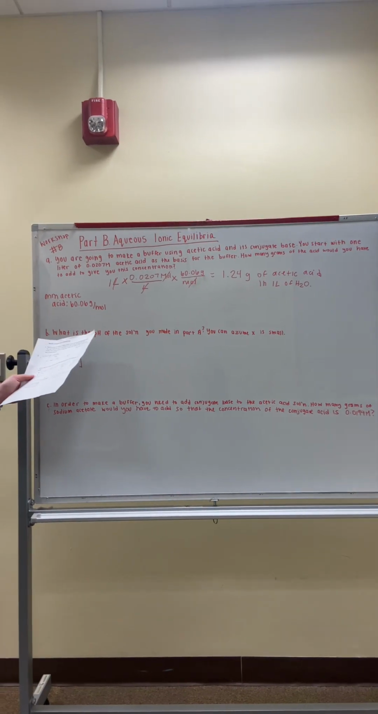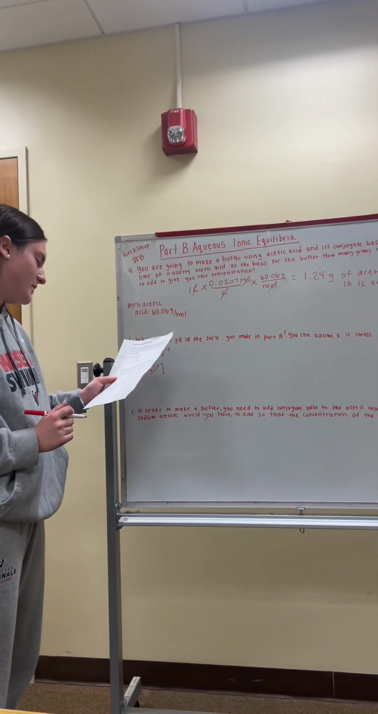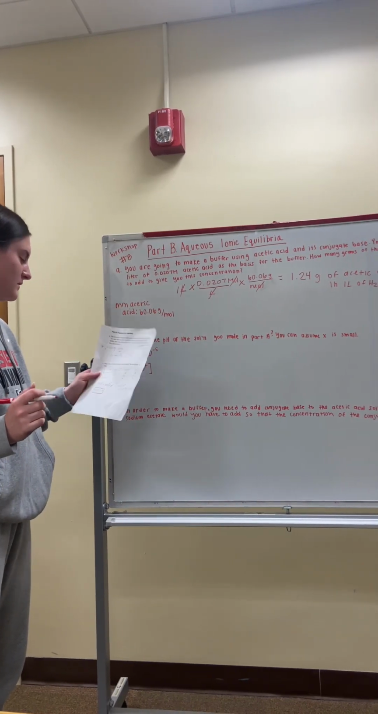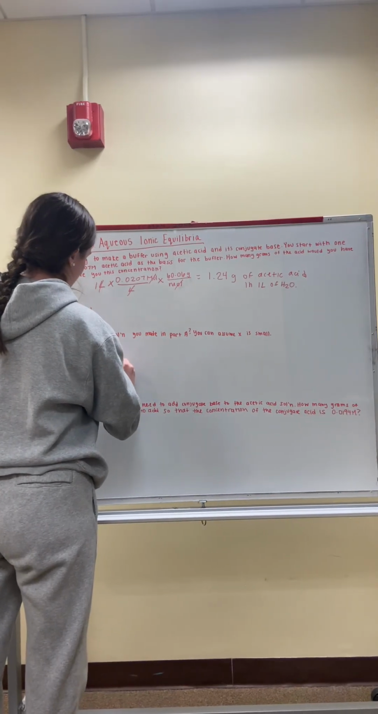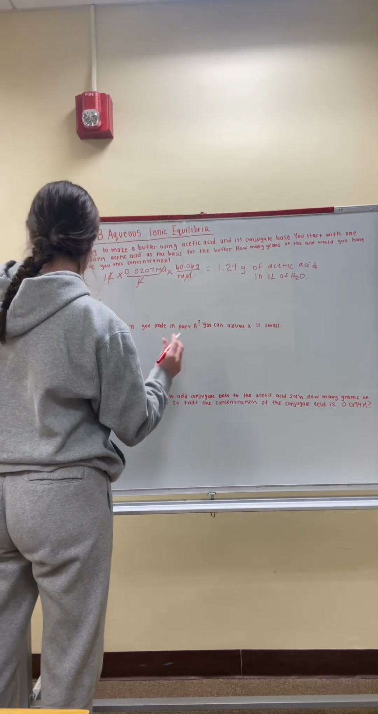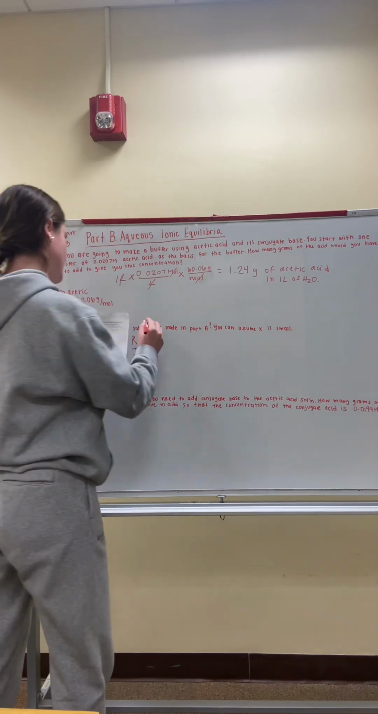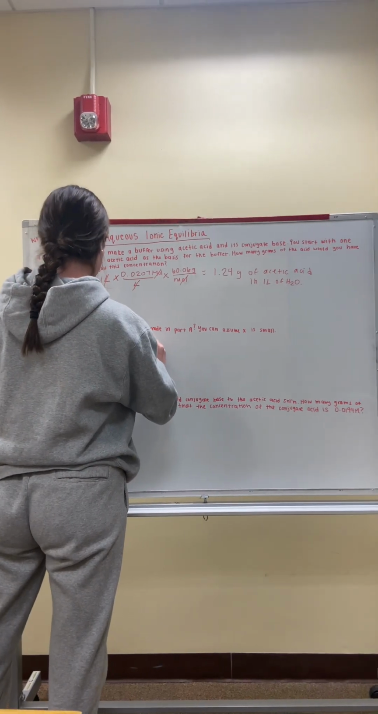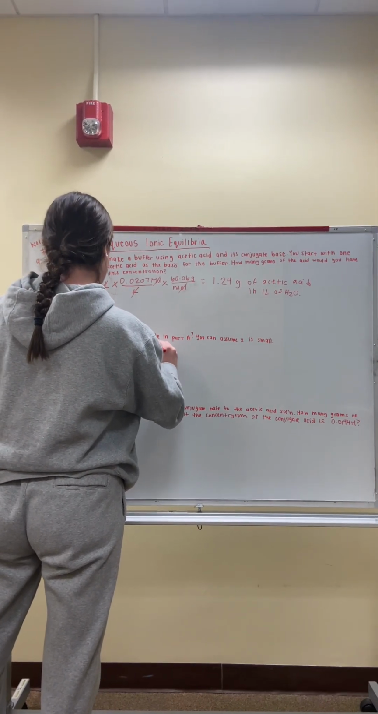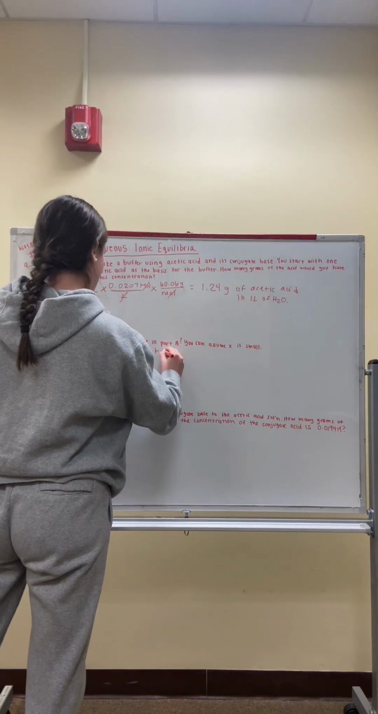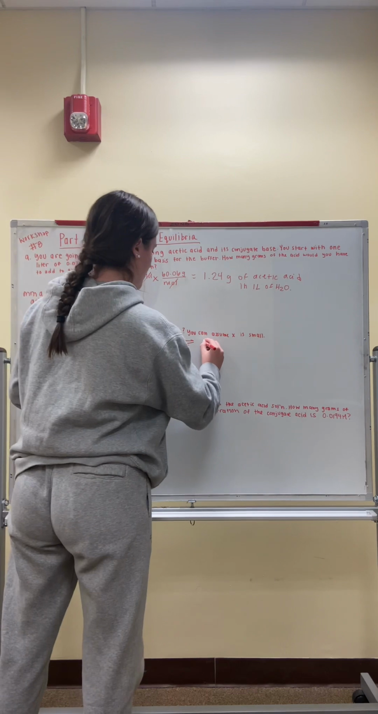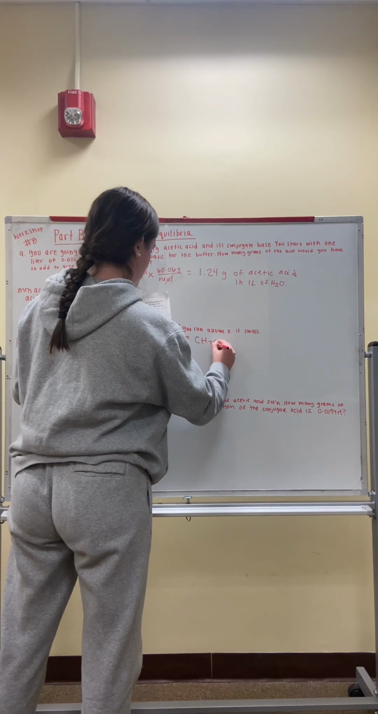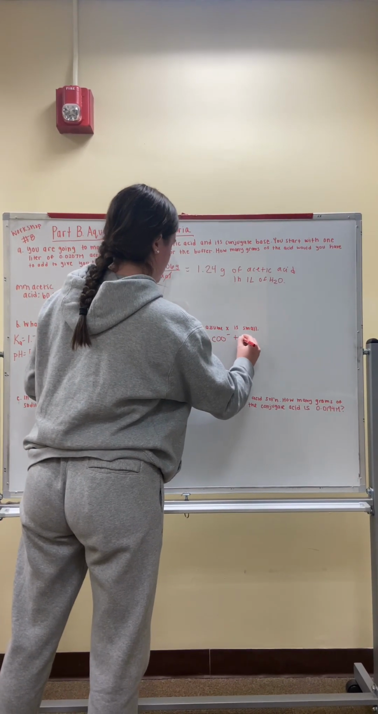For part B, it asks, what is the pH of the solution you made in part A? You can assume X is small. So for this, we have to make a RICE table. Okay, so for R, we're going to put the balanced reaction. So we have acetic acid plus water in equilibrium with conjugate base plus H3O+.